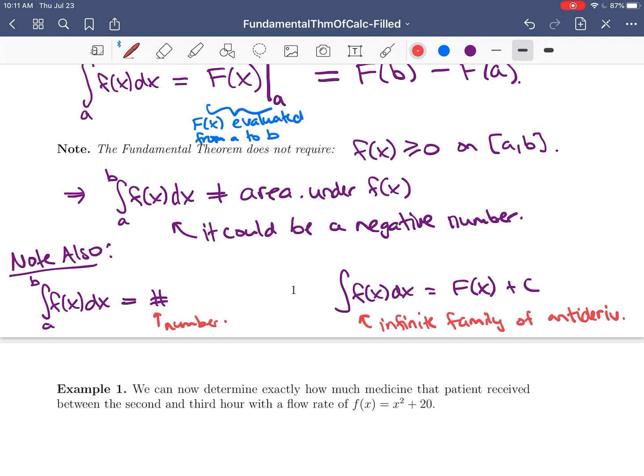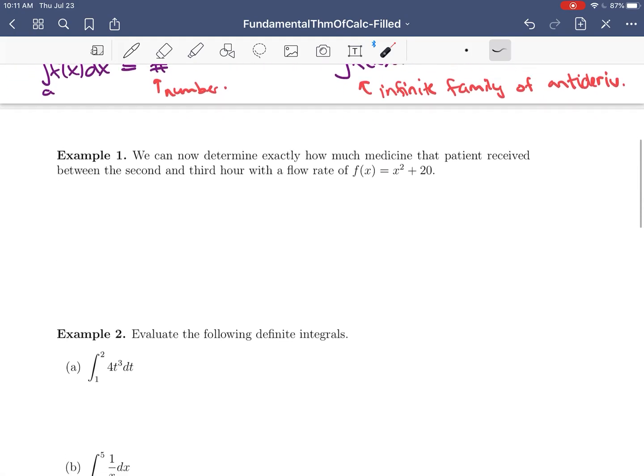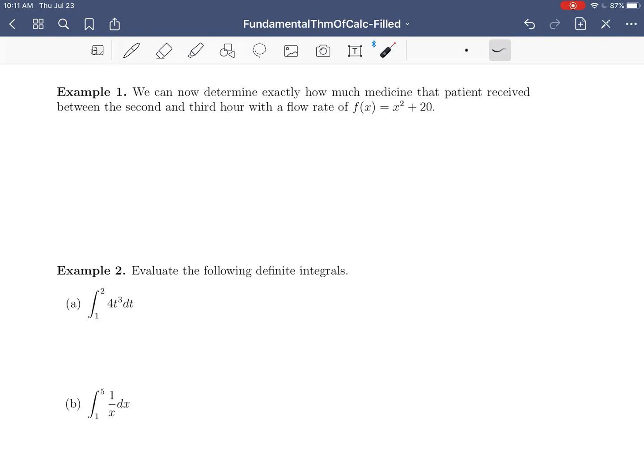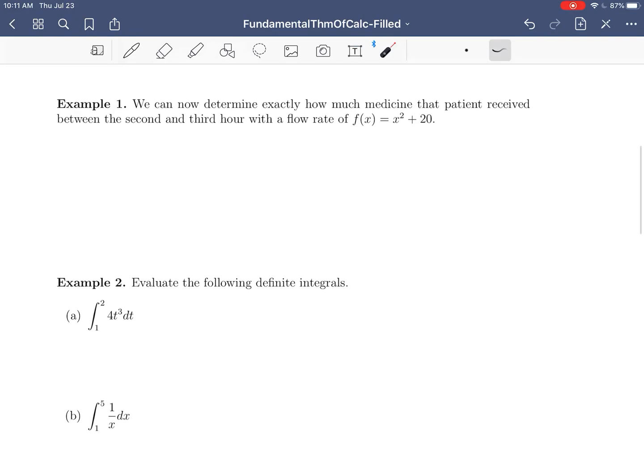In the definite integral, you just get a number for your answer. Here I get an infinite family of functions. So they're very different. At this point, now we are able to figure out how much medicine that patient actually got in the question in the last video.